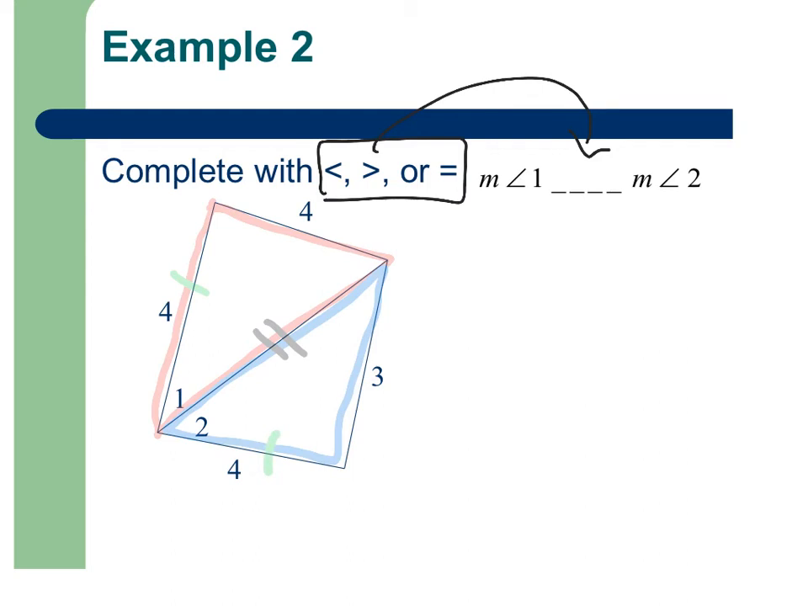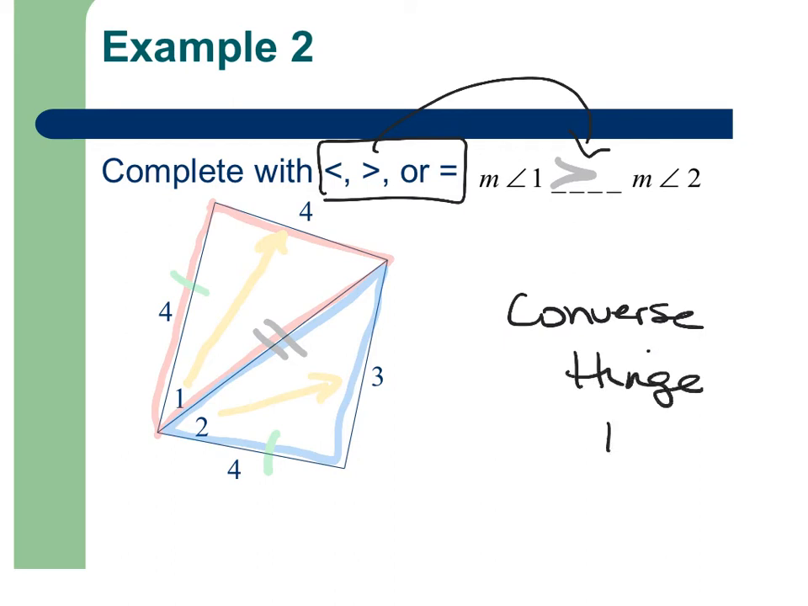So now to figure out which angle is bigger, the 1 looks across. He sees the 4. And then the 2 looks across. He sees the 3. Which side is bigger, 3 or 4? The 4. So that tells me angle 1 is the bigger angle. So for this one, we just use the converse of the Hinge theorem, because they gave us information about the sides.